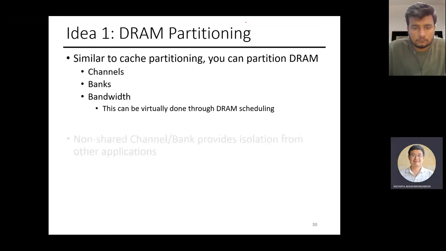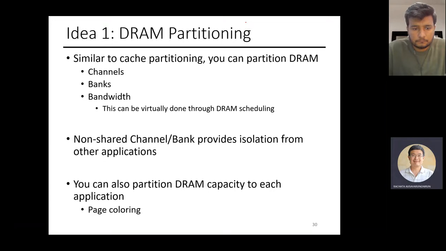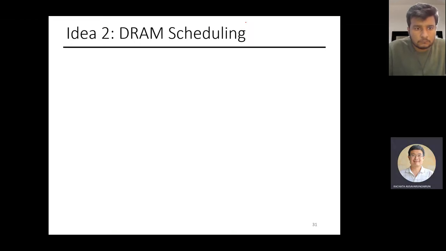In this way, you can make sure that some channel or some bank are isolated and protected from applications that would flood out DRAM. You can also partition DRAM capacity to each application through the OS, through the technique we call page coloring. You can also do DRAM scheduling.